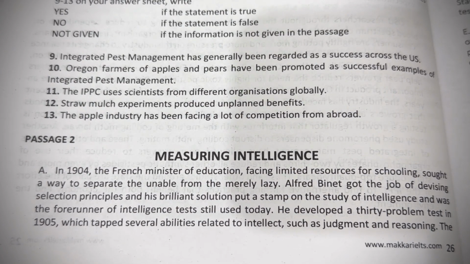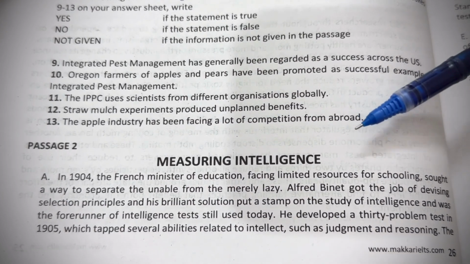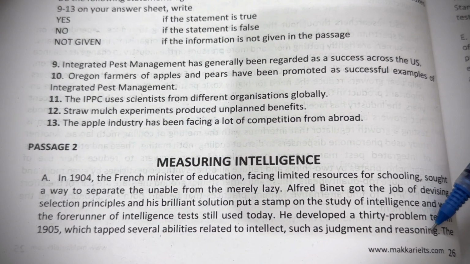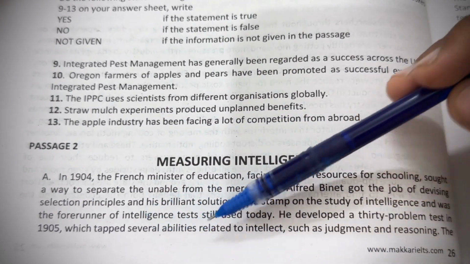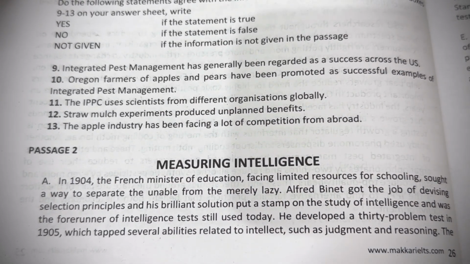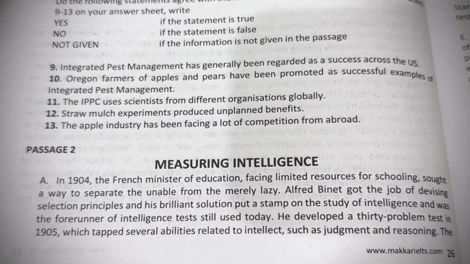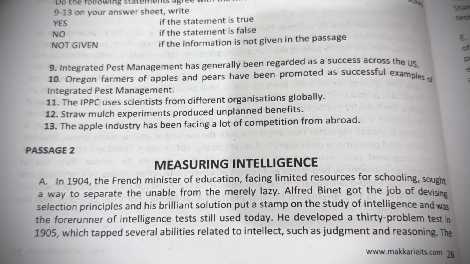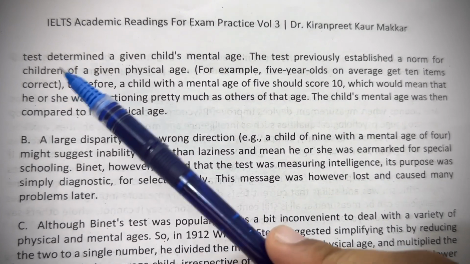So till here I am unable to find any answer, because I haven't read anything like why the test was made and according to what the test was made. Till here they are talking about that a 30 problem test was made which tapped several abilities, but they are not telling about the correct answer here. So what you have to do is, first of all, read the passage as fast as you can, so that you can particularly reach the location in very less time. This is the next part of the passage.